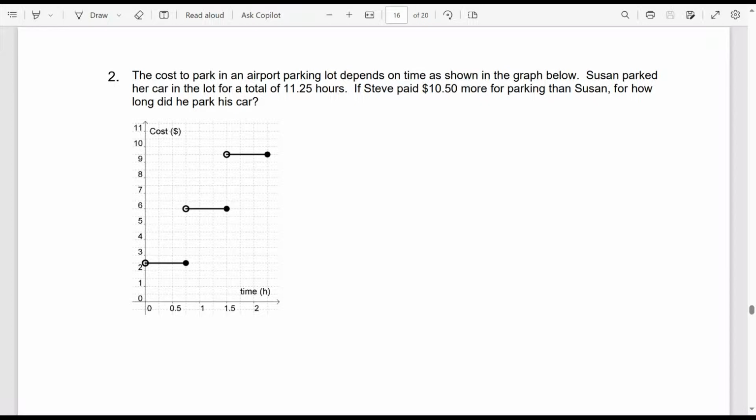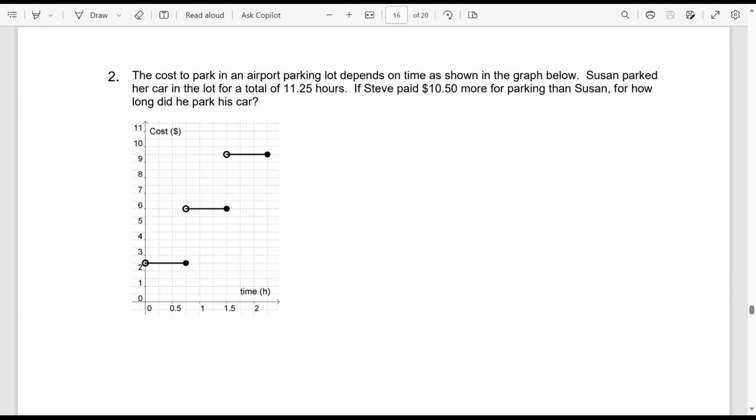Cost to park in an airport parking garage depends on time as shown in the graph below. Susan parked her car in the lot for a total of 11.25 hours. If Steve paid $10.50 more for parking than Susan, for how long did he park his car?